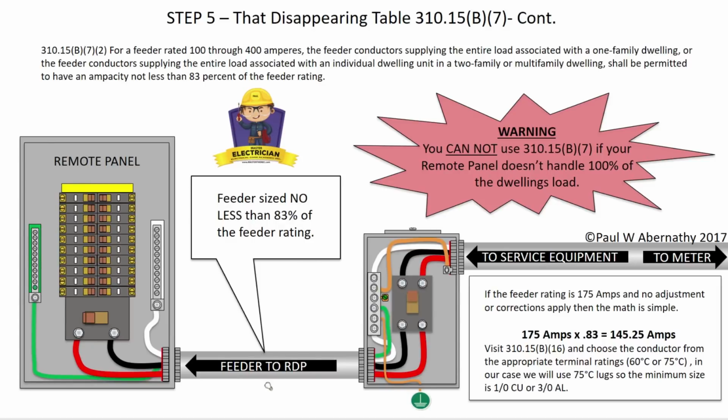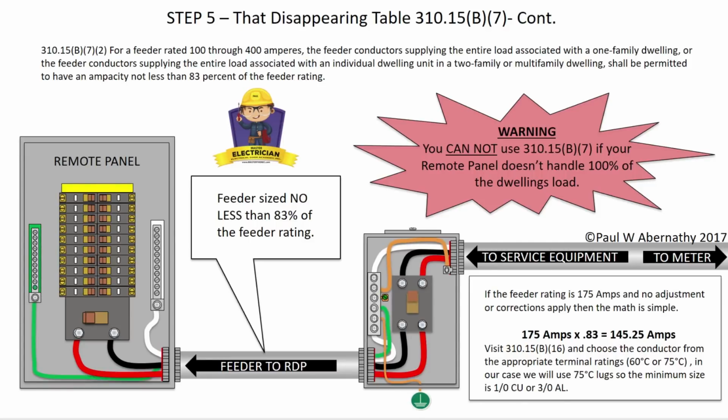So this feeder right here is no less than 83%. So you do the same thing. 175 times 0.83, 145.25 amps. Again, we're not applying any adjustment and corrections, so we simply go to whatever the terminals are. In the case here, they'd be 75 degrees C. I go to that column, I go down, and I find me a conductor that's going to handle 145.25 amps.